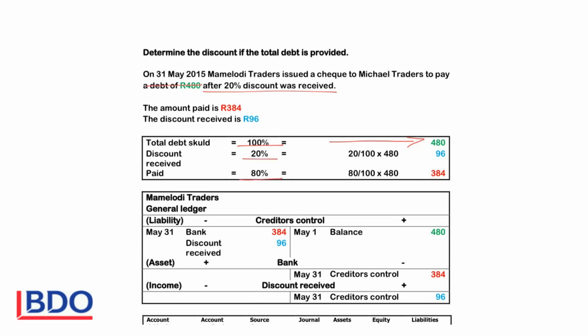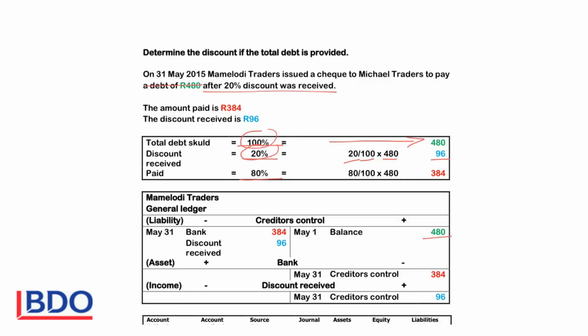If we want to calculate the discount received, we will take the percentage that we want to calculate, 20, divided by the percentage that we know, 100, times 480, and that will give me 96 Rand. The creditors control will have a balance of 480.